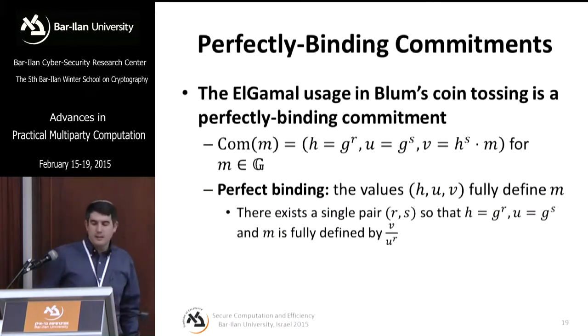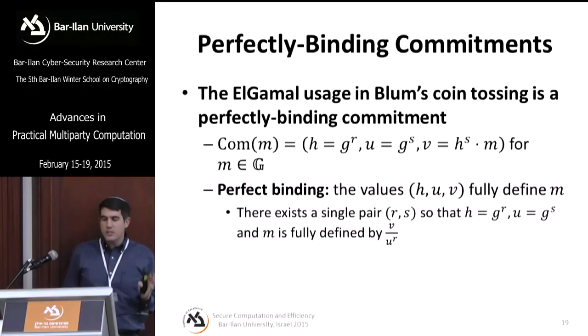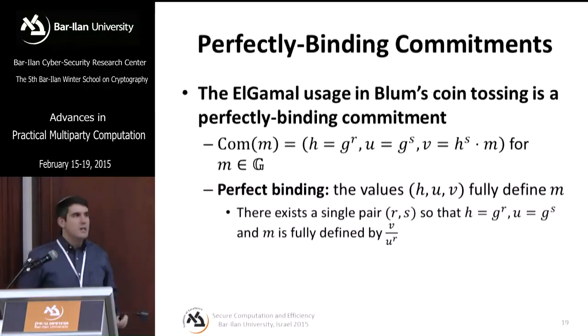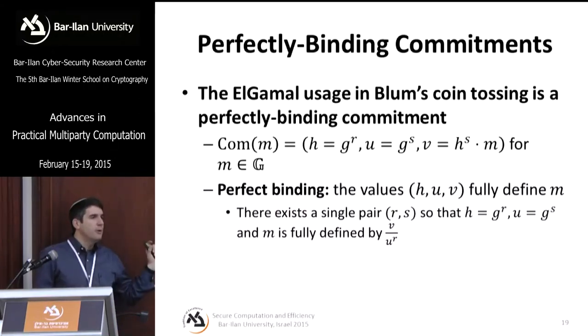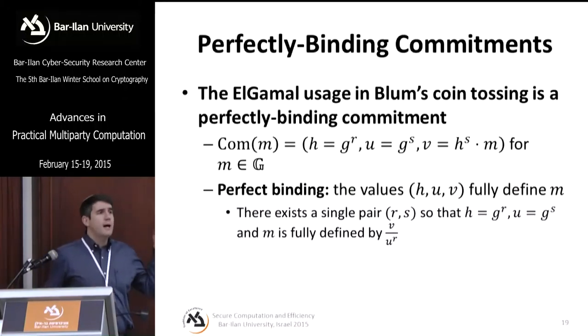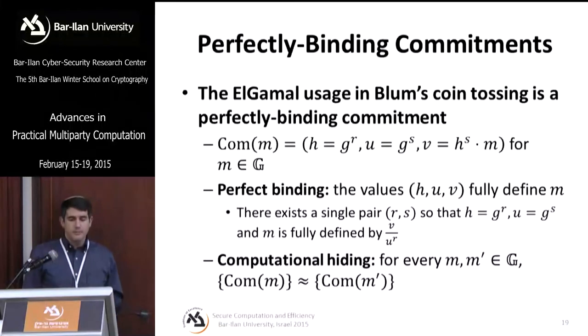Because within a group, exponentiation is a one-to-one mapping when you have the exponent being within Z_q. So H and U fully define R and S, but that means that V, the H to the power of S component of V, is also fully defined. So there's only a single value M that can explain this triple. So this is perfect binding, and even an all-powerful committer cannot afterwards change the value that he committed to.